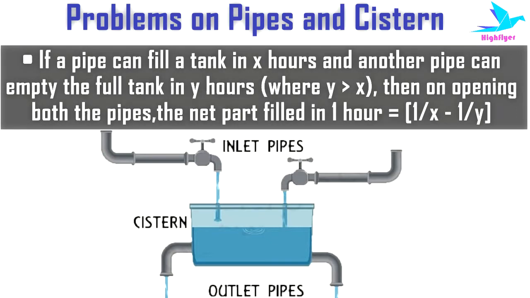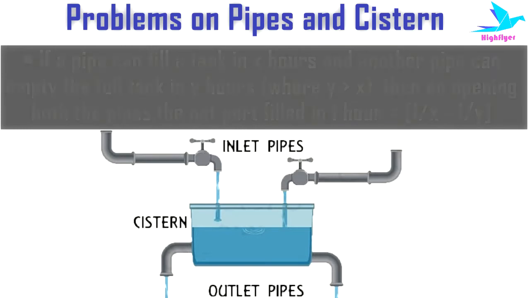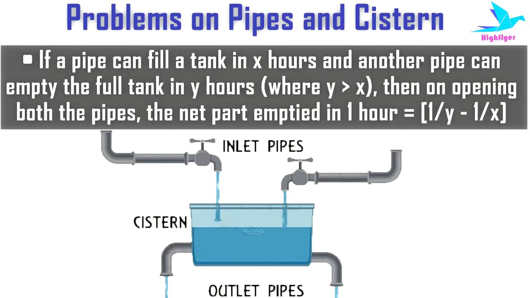If a pipe can fill a tank in X hours and another pipe can empty the full tank in Y hours, where Y is greater than X, then on opening both the pipes, the net part filled in 1 hour equals 1 by X minus 1 by Y. Similarly, if a pipe can fill a tank in X hours and another pipe can empty the full tank in Y hours, where X is greater than Y, then on opening both the pipes, the net part emptied in 1 hour equals 1 by Y minus 1 by X.